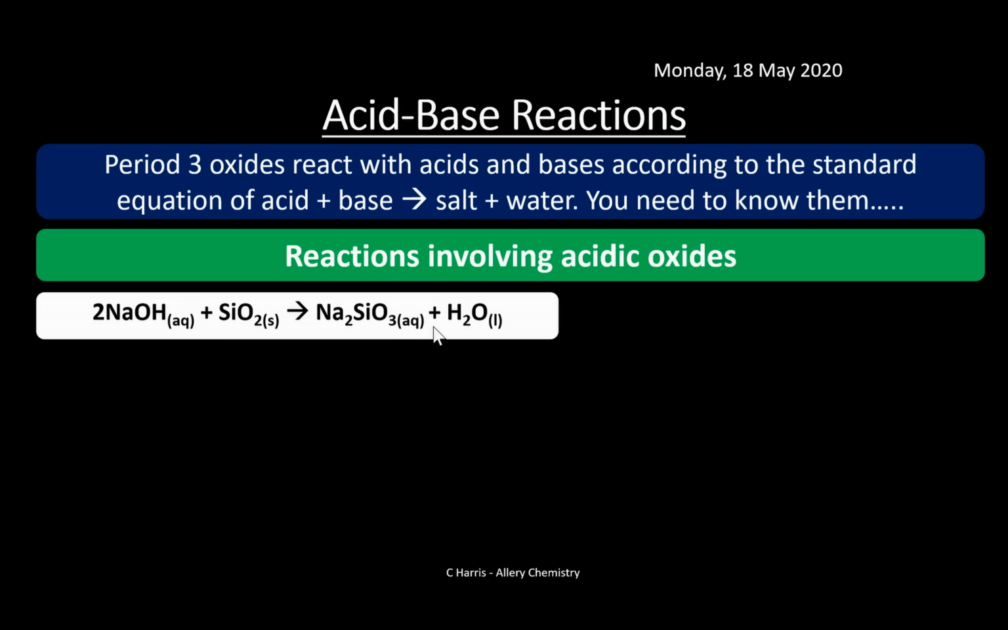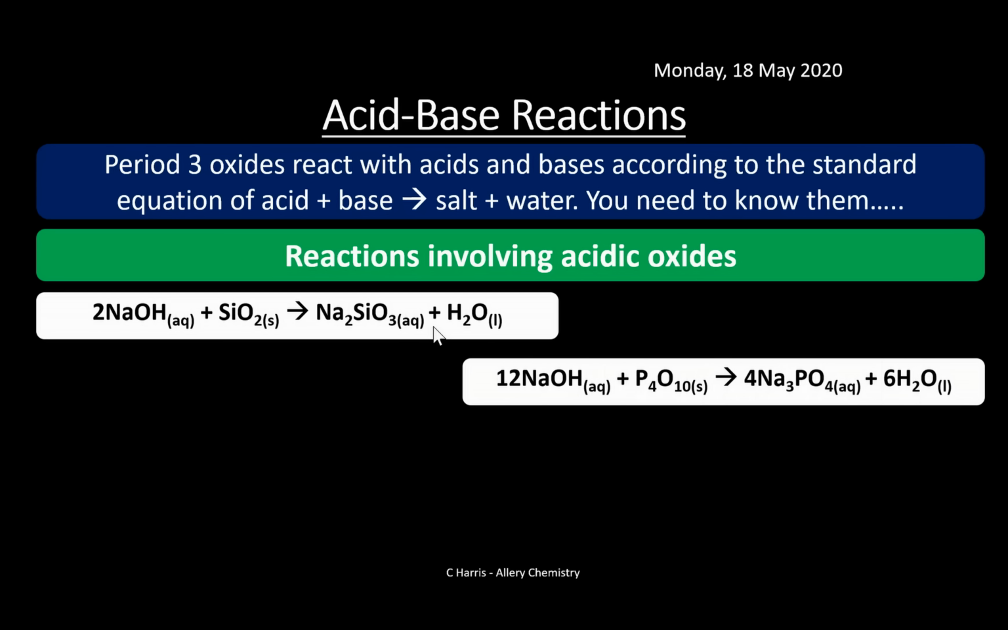There's nothing really too tricky about this in terms of knowing what the formulas are, because we know there's a standard structure, which is acid plus base gives salt plus water. Okay, so let's have a look at another one. Let's look at phosphorus pentoxide, so P4O10. We're going to react that with a base such as sodium hydroxide. So have a look at the similarities here with this type of reaction. Again, we're forming our salt plus water.